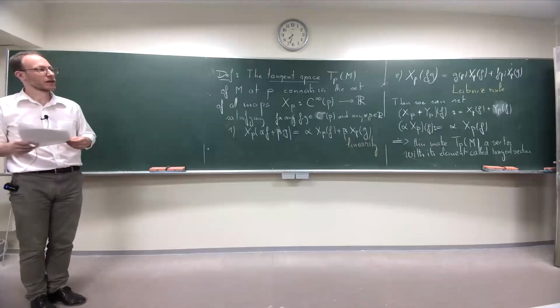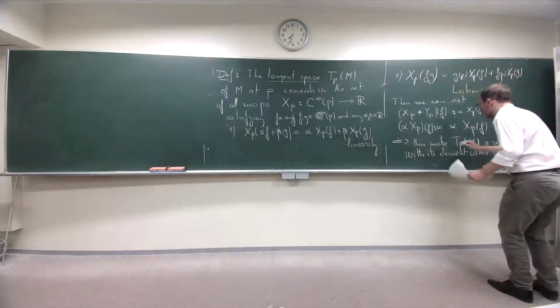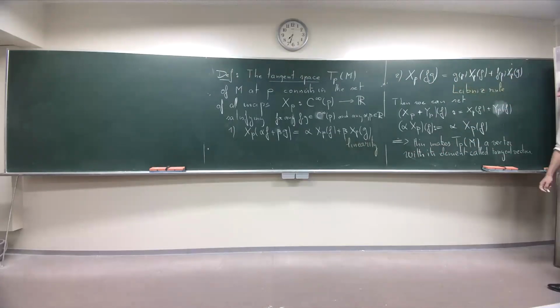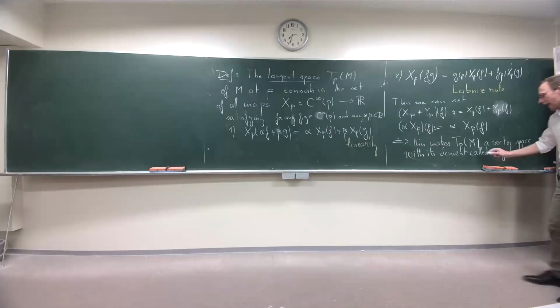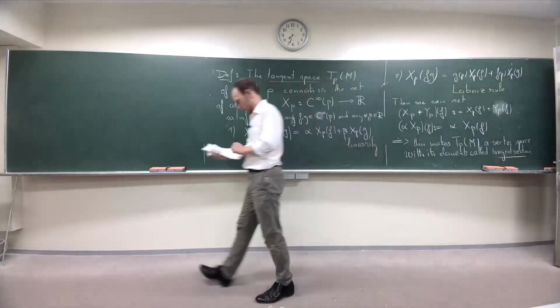This makes T_pM a vector space. Yes, thank you. Because we have an addition and a multiplication by scalar. And its elements are called tangent vectors. That's it. Okay, the definition.